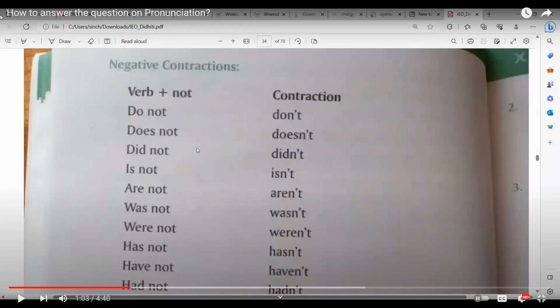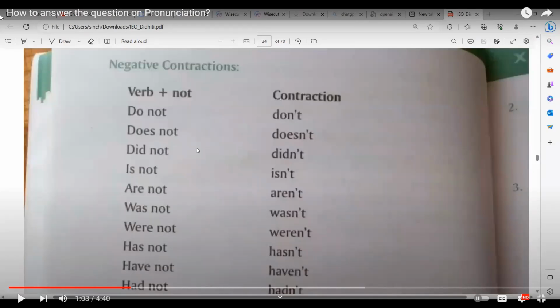Devanshu, can you make an example with is not? Yes, ma'am. Ram is not writing his homework. Very good.